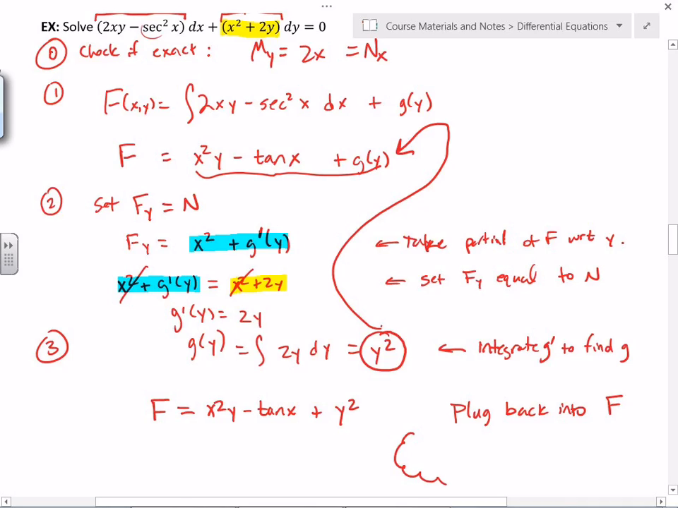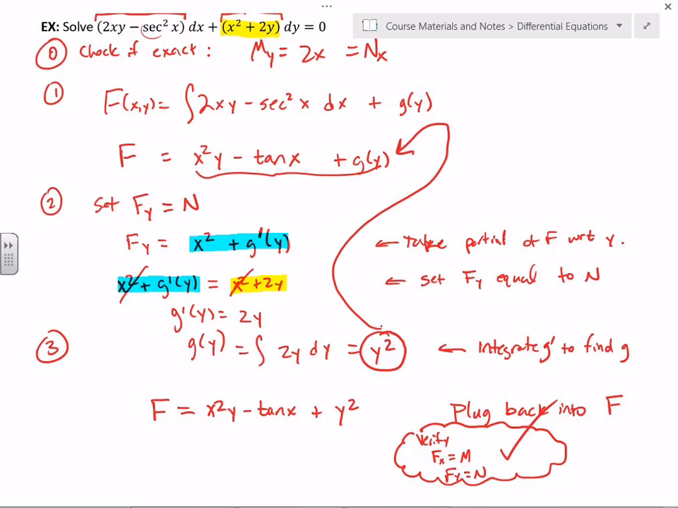And you might verify that f sub x equals m and f sub y equals n. You should be able to check that now. I have now found a function such that if I take its derivative with respect to x, I get the m. Right? What's the derivative of this with respect to x? 2xy minus secant squared of x. Check. Okay? What's the derivative of this with respect to y? x squared plus 2y. I have found an f that meets our criteria.